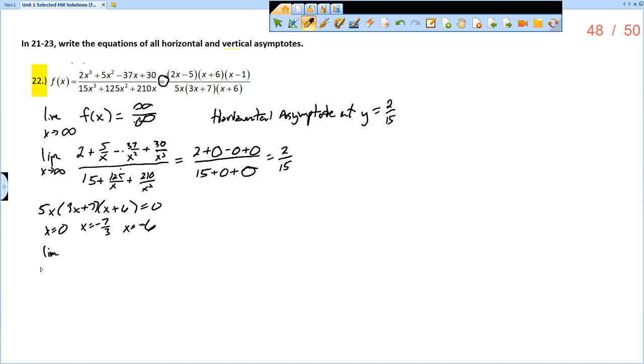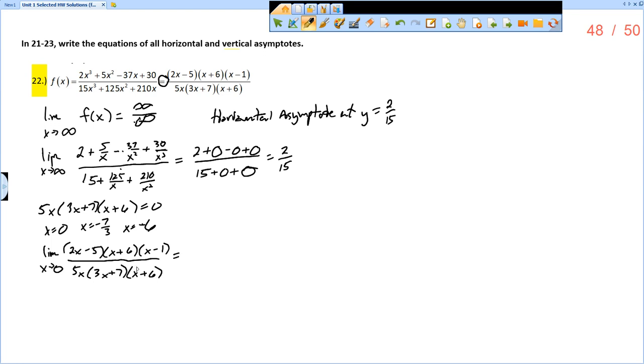All right, so then what we need to do is we need to evaluate the limit as x approaches 0 of each of those. Now, I'm going to use the other version. All right, so I'm going to write 2x minus 5 times x plus 6 times x minus 1. All right, all divided by 5x times 3x plus 7 times x plus 6.